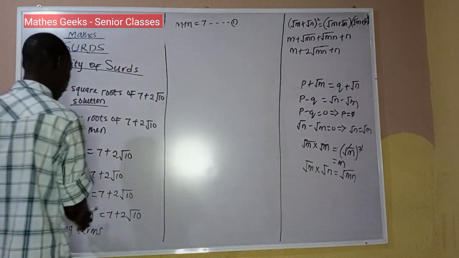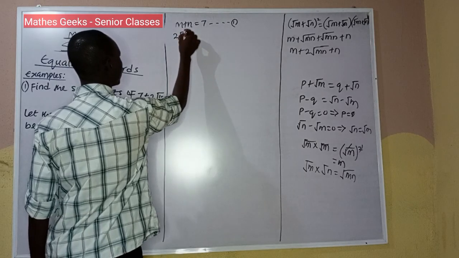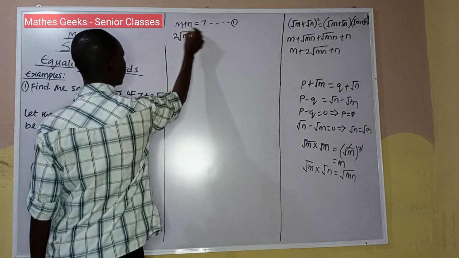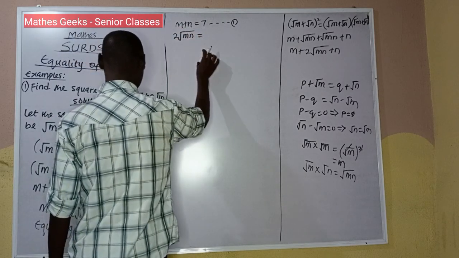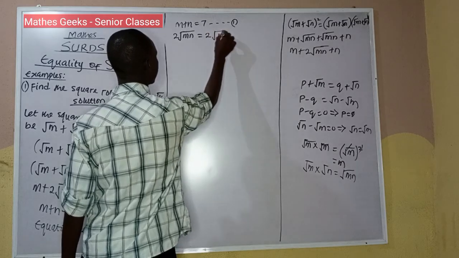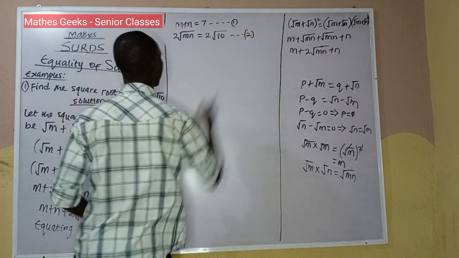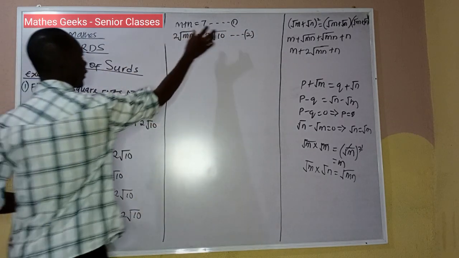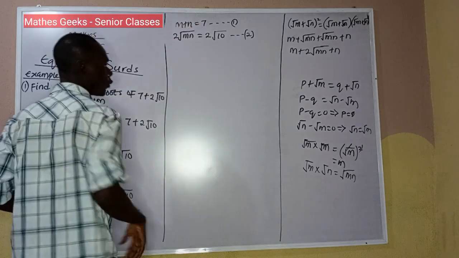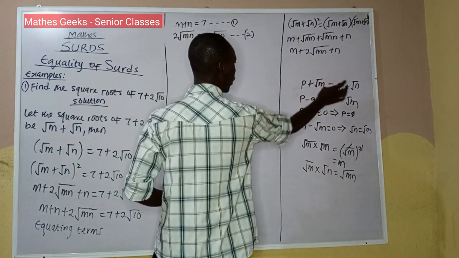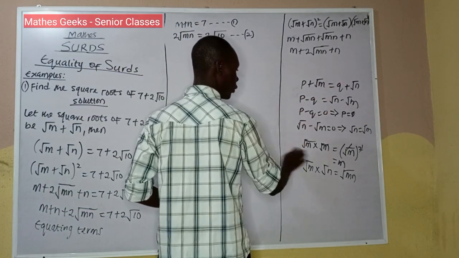And then 2 root mn is equal to 2 root 10. So this is what we mean by equating terms. Like terms must be equal, just like what we have here, p and q.